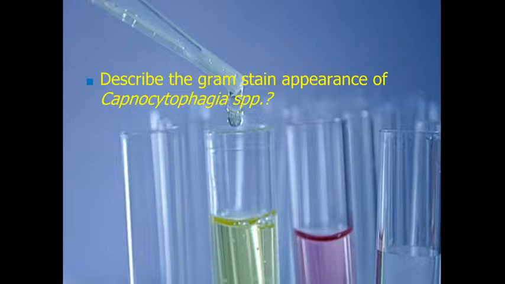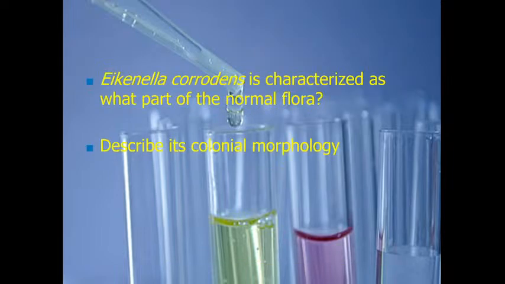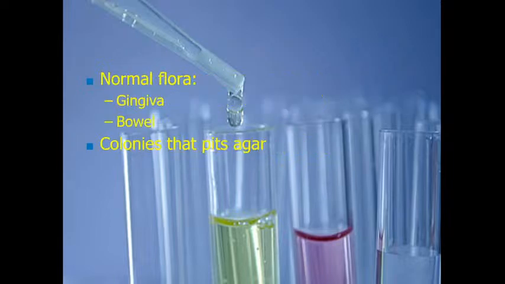Now, let's talk about another one, Eikenella corrodens. Eikenella corrodens is characterized as a normal flora of the gingiva or the bowel, and the colonial morphology is that it's basically an organism that produces colonies that pit the agar. It causes pitting of the agar.